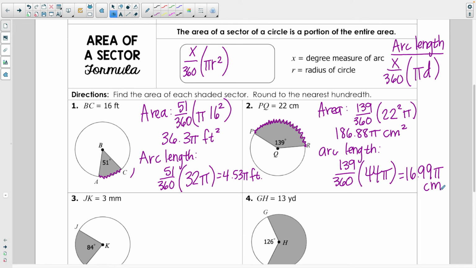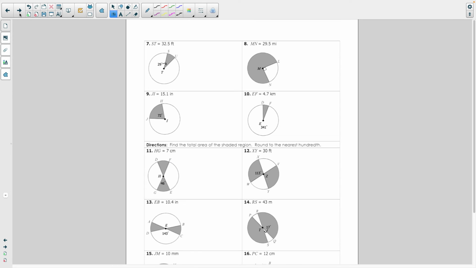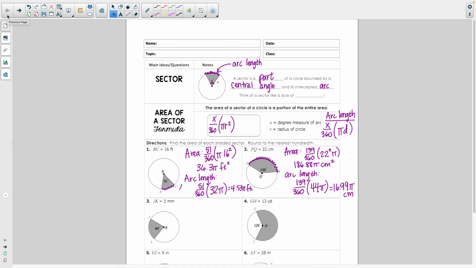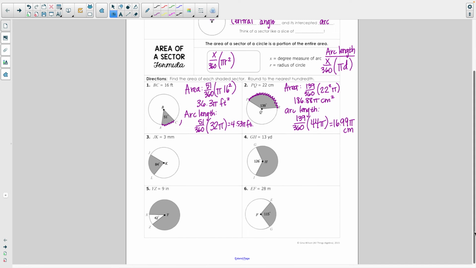Can you do one more? All right, last problem. Go to number 4.